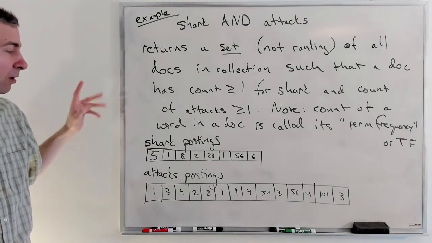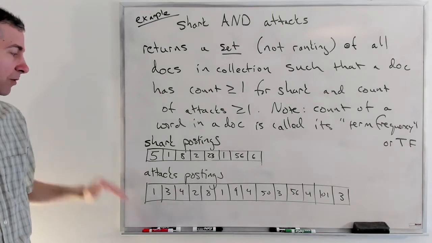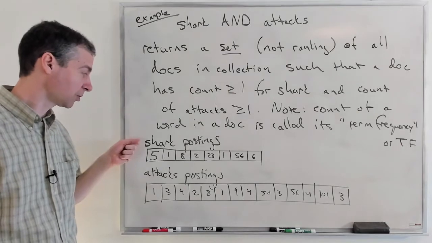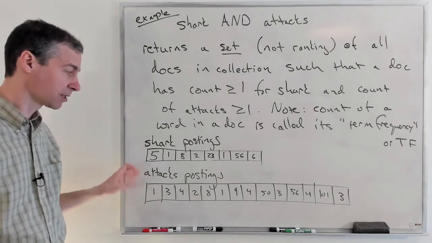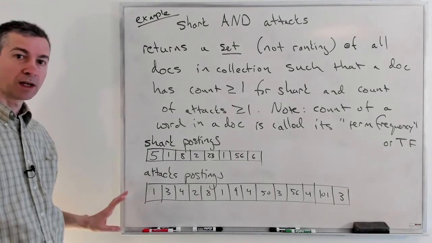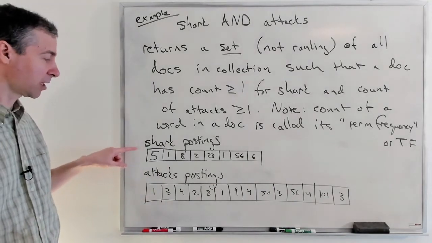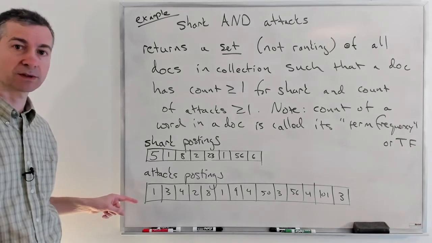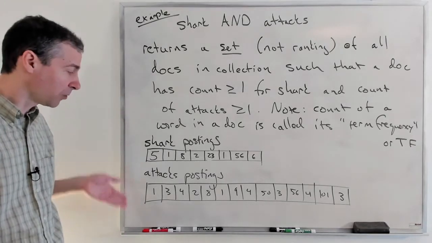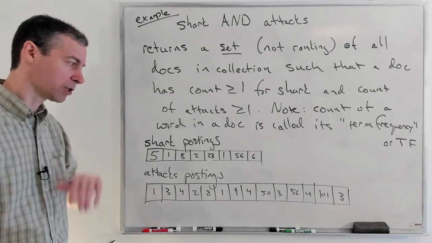We want to find all the documents that contain both of these words. And so what's interesting is our inverted index, when we fetch the postings for shark and we fetch the postings for attacks, these are all the documents that contain these words. And so we want to find the documents that are in both of these lists. That will be all the documents we care about. If you're not in both of these lists, we don't want you.